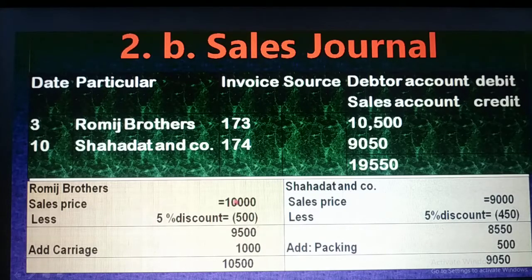The most important thing is that calculation. I think all of you understand this calculation. Sales price 10,000, you have to subtract the 5% discount, then you have to add carriage. Dear student, look carefully. At first you have to subtract the discount, then add carriage. If you add carriage first and then subtract the discount, the amount will be different and it will be wrong. So keep in mind, at first find the selling price, then subtract the discount, then add any other expenses, which are called incidental expenditure.